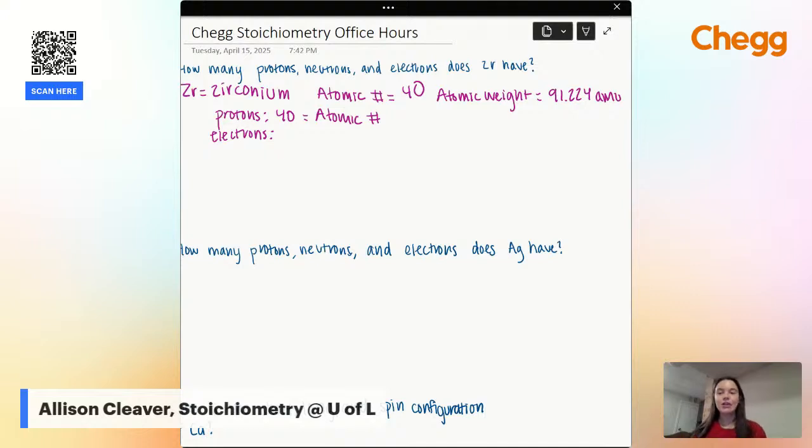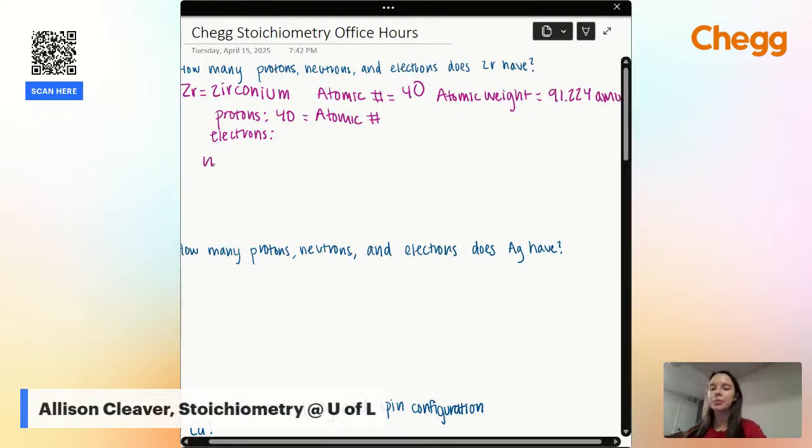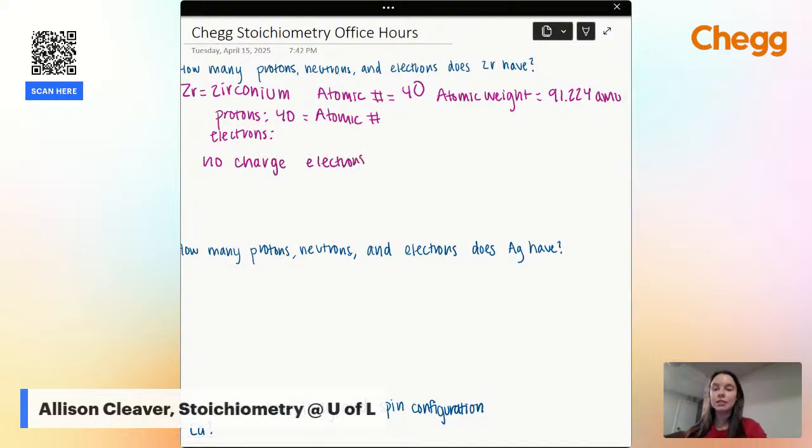All right, 3, 2, 1. Since zirconium is just Zr, it's not an atom with any charge. It's not a cation, not an anion, which means it doesn't have a plus or minus in that top right corner. Electrons equals protons. So we'll just write a little note: no charge means electrons equals protons.